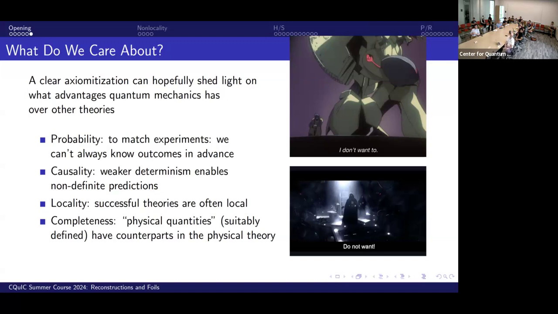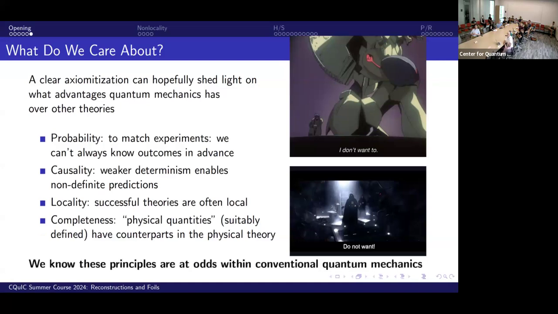I'll go a bit more into some more concrete definitions. Locality: we have to at least consider locality because a lot of successful theories do tend to be local. Finally, we have this idea of completeness, which is just saying we can use our theory to describe whatever we actually care about, at least maybe not perfectly, but something physical has some counterpart in theory that we can study.